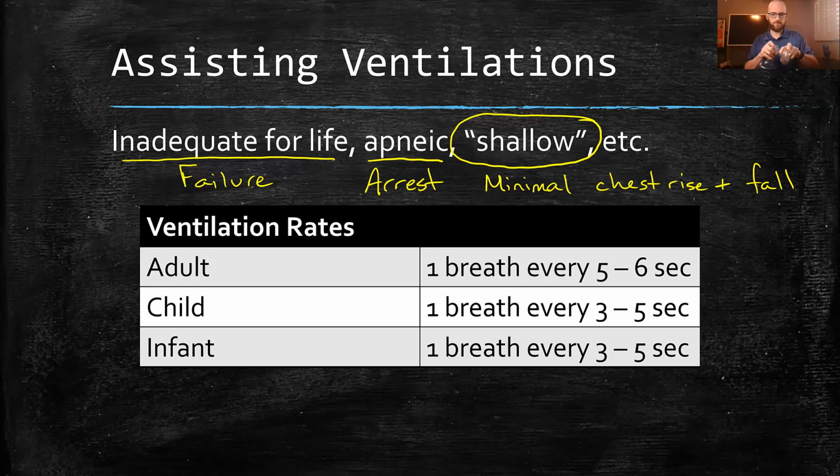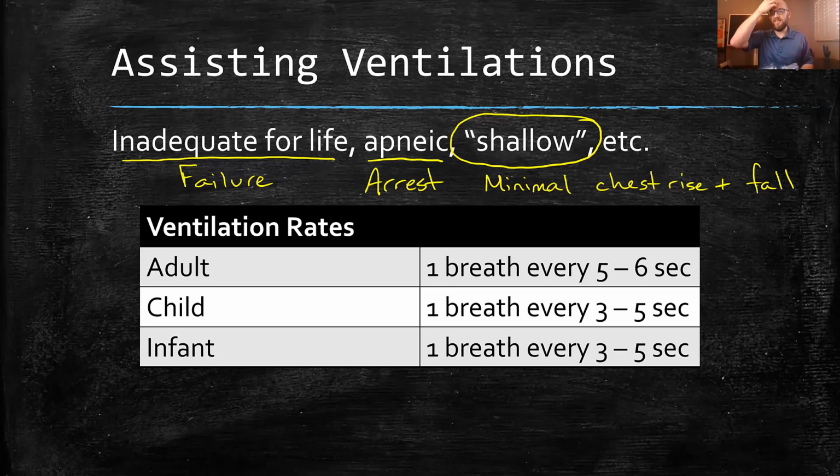So we're going to deliver one ventilation every 5 to 6 seconds. It's actually quite slow when you think about it. If you're really counting it out, it's a pretty chill job that you've got. Now, what typically happens with a critical patient is the adrenaline starts going, and you start ventilating too quickly. And you see it a lot.